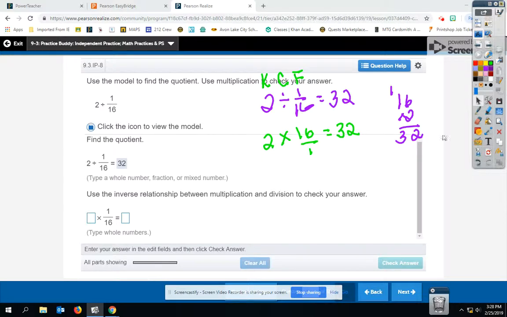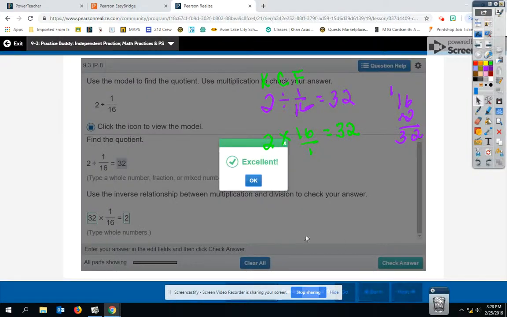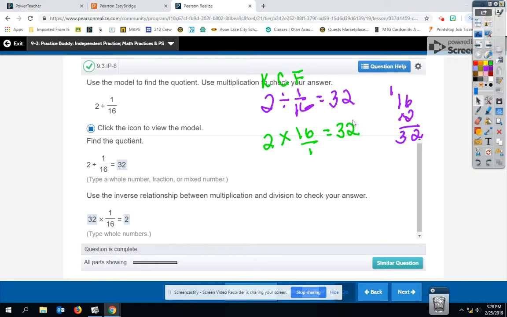And we want to use multiplication to check it. We're going to say 32 times 1/16 is 2. So your call as far as whether you do keep, change, flip, or whether you want to use the models. Keep in mind, though, I want everything written down in your notebook. I want the original problem done. And if you are changing it to a multiplication problem, I would love for you to keep, change, flip it, write it all down, and then give me the answer.